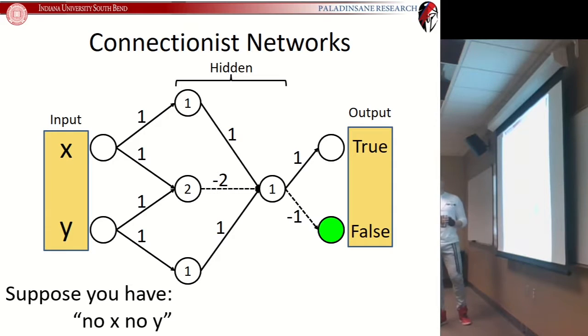All right, we got one last example. So you have no x, no y. So you didn't choose x, you didn't choose y.